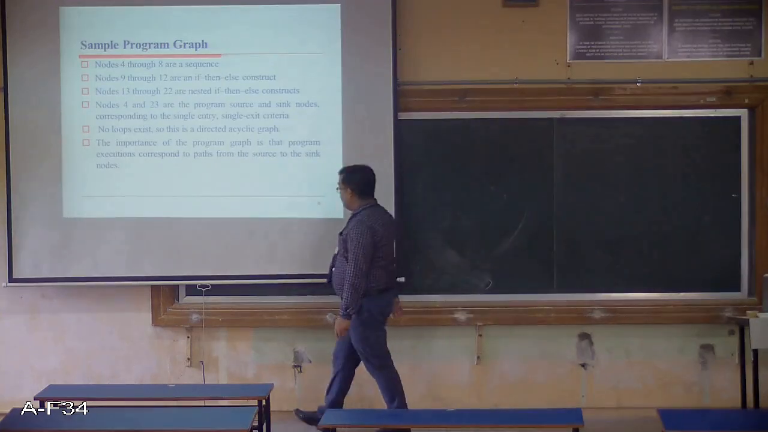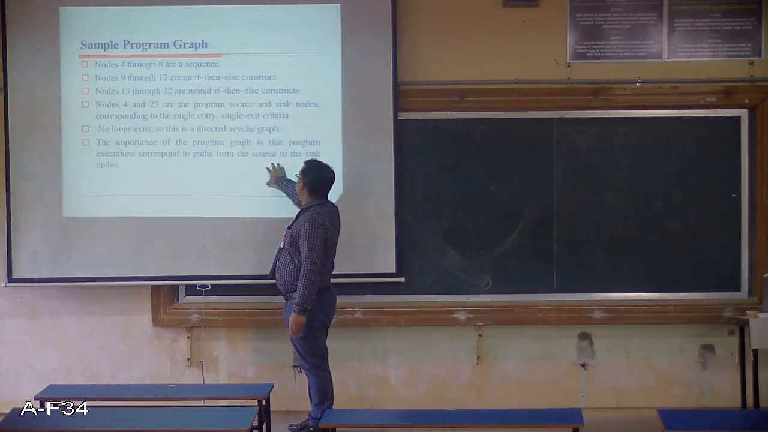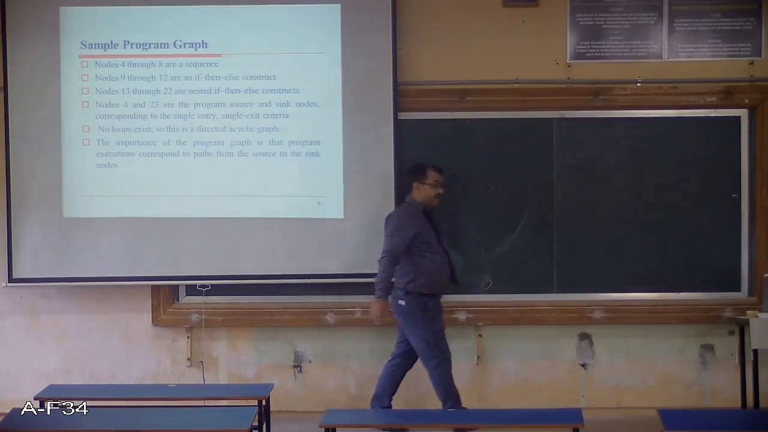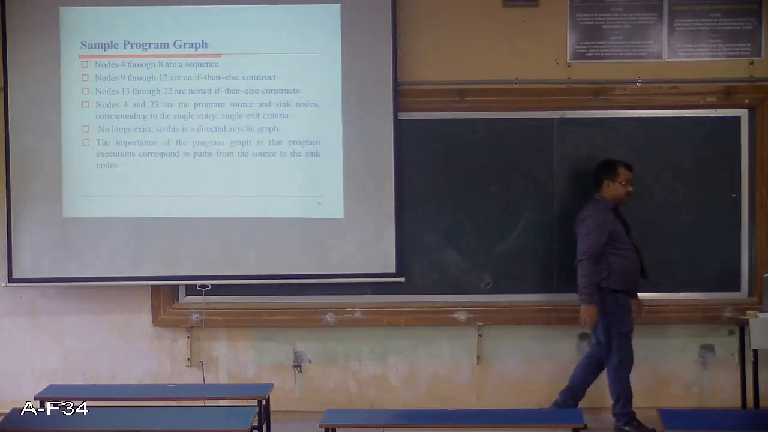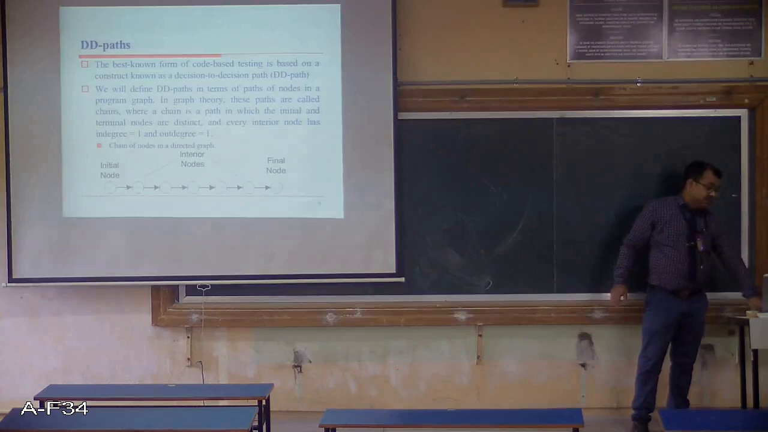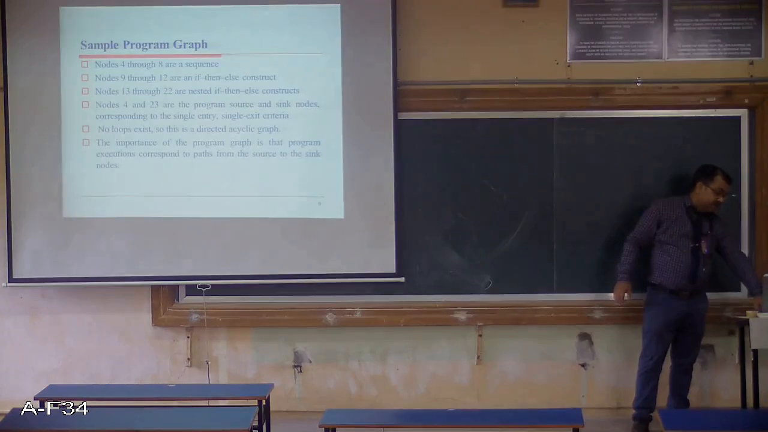So the importance of a program flow graph is that the program execution corresponds to the path from the source to the sink node. Okay. So the program flow graph basically indicates the program execution from the source to the sink node. Now, that is how the simple program flow graph is shown.